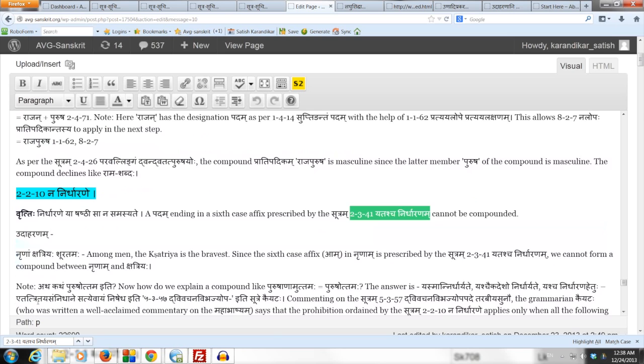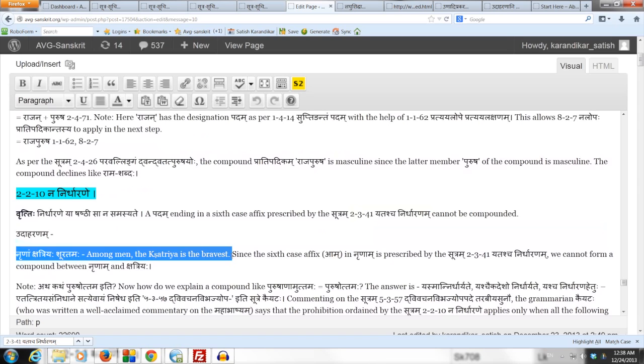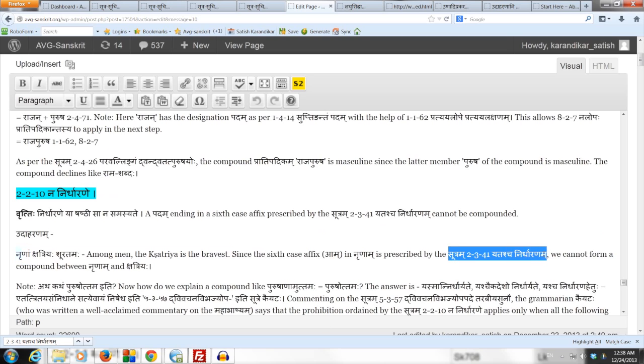For example, Nranam Kshatriyah Shuratamaha. Among men, the Kshatriya is the bravest. Here the group is the group of men from which the Kshatriya is being singled out as being the bravest. Hence the Pratipadikam Nr, which denotes the group of men, takes the sixth case affix as per the Sutram 2-3-41.